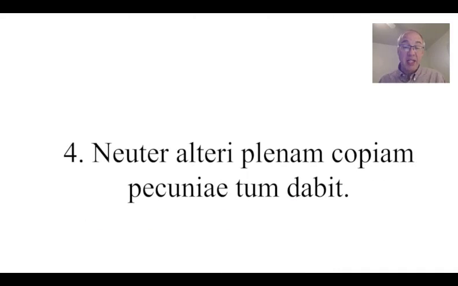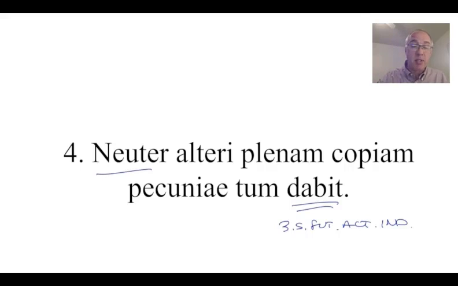Number 4. Neuter alteri plenam copiam pecuniae tum dabit. I always like this one. Dabit, we saw it before, third singular, future active indicative. But in this case, it's not pay the price, it's just he will give. But who will give? What is the subject in the sentence? Neuter. Nominative, singular, masculine. Neither will give. When you give something, what do you expect? Well, you expect two things. What you're giving, which is the direct object, and who you're giving it to, which is your indirect object.